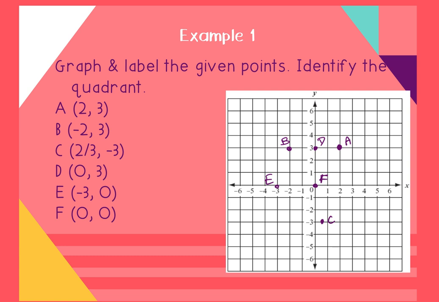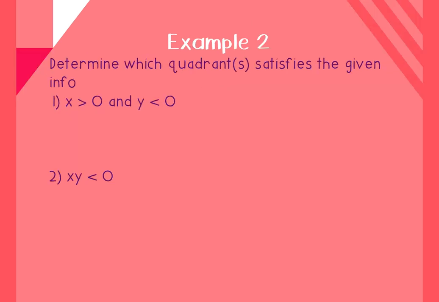So which quadrant would you say A lies in? Quadrant 1. You can either use Roman numerals, you can use the number 1, I don't care. Okay? B lies where? Quadrant 2. C lies? Quadrant 4. D lies on the y-axis. Good. E, x-axis, and F, origin. Good. Sadly, not quiz questions, but obviously if we don't understand that, then moving forward, everything gets rough. Okay? All right, example 2.